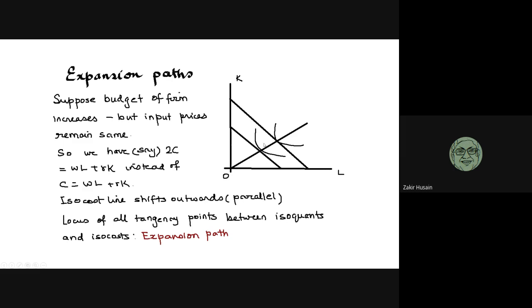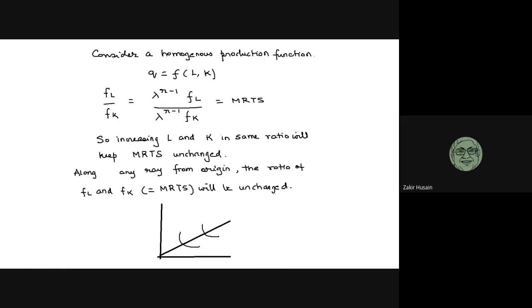Okay. And if the locus of the points, I've made it a straight line for convenience, but it can be a curve, any type of curve. So the locus of all tangency points is called the expansion path. Now consider a homogeneous production function. What is the slope of the isoquant? It is the ratio of the marginal products, FL by FK. There should be a minus, but I've ignored it.